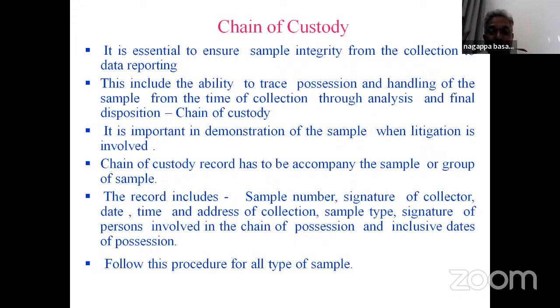Record sample number, signature of the collector, date of collection, time of collection, address of the collection location, sample type, whether he has collected grab sample or composite sample, and signature of the persons involved in the chain of custody. All records we have to keep intact. Follow the procedure for all types of samples.